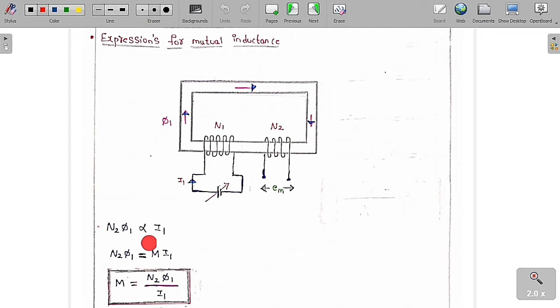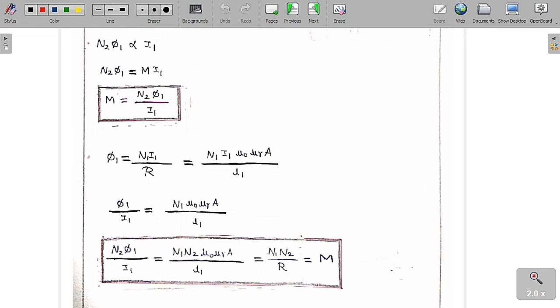N2 into phi1 is directly proportional to current I1, because as the current I1 increases, the flux phi1 increases, and as the flux phi1 increases, the product N2 into phi1 also increases. So if you remove the proportionality, you get N2 into phi1 is equal to M into I1, where M is equal to N2 into phi1 by I1.